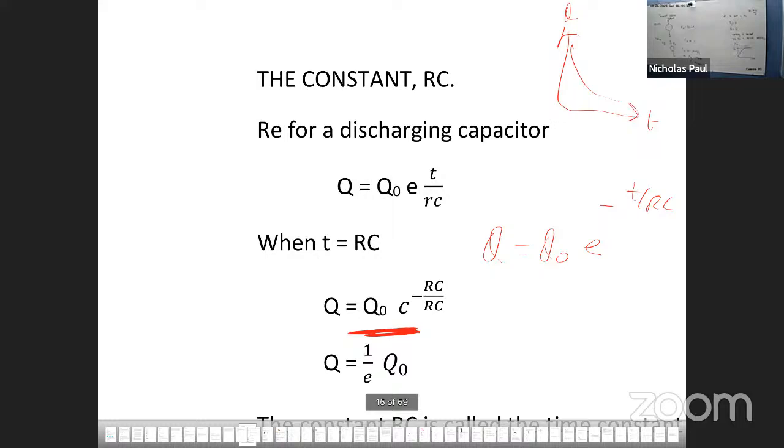We were taking a look at a quantity that represents RC. What's the name of it? RC is called the time constant, and the symbol is tau. Tau equals RC.